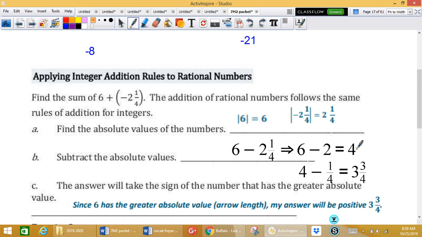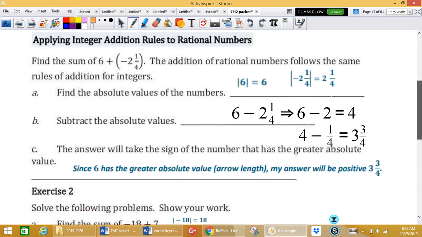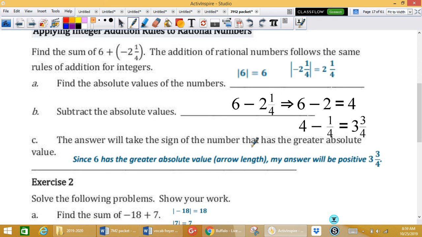So 6 minus 2 is 4. 4 minus 1/4 is 3 3/4. The answer will take the sign of the number that has the greater absolute value. Since 6 has the greater absolute value, arrow length, my answer will be positive 3 3/4.